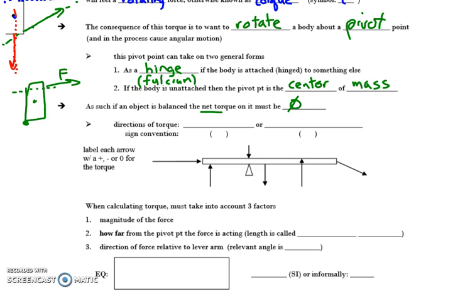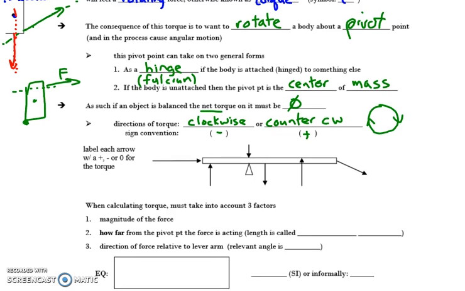All right, so directions of torque. Generally, when you're talking about rotation, it doesn't make sense to talk about up, down, left, right, but rather we talk about clockwise or counterclockwise. I'm going to write CCW for counterclockwise. And the general sign convention is if something is rotating clockwise, you know what that means, I hope, the old clocks going around like that, that's a negative value for torque. And if it's counterclockwise, we give it a positive.